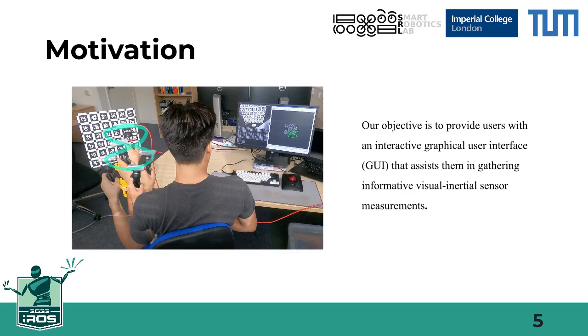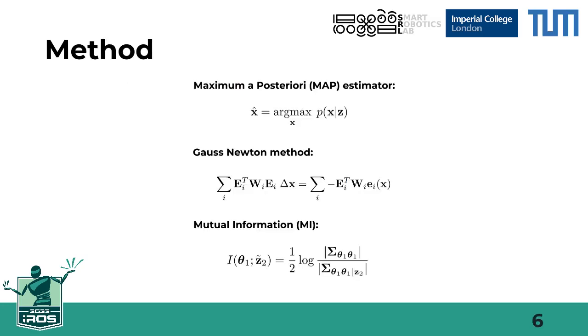informative visual-inertial sensor measurements. In robotics, the maximum a posteriori estimator is commonly used to solve the visual-inertial calibration problem. Maximizing the maximum a posteriori is equivalent to solving a sum of nonlinear least squares and can be solved using the Gauss-Newton method. Lastly, in this paper, we use the mutual information as a metric to find the next best view and next best trajectory for visual-inertial calibration.